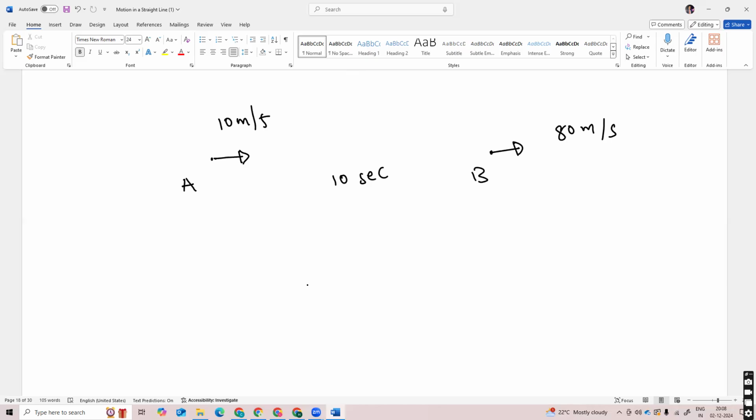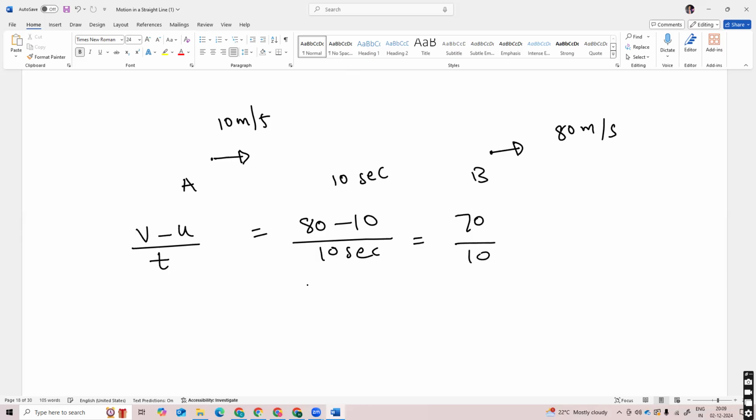You can easily find it as change in velocity. Change in velocity is 80 minus 10. Basically, final velocity is given by v, initial velocity is given by u. So change in velocity is v minus u, divided by total time, that is 10 seconds. So in this case, it is 70 by 10, so it is 7 meter per second square.